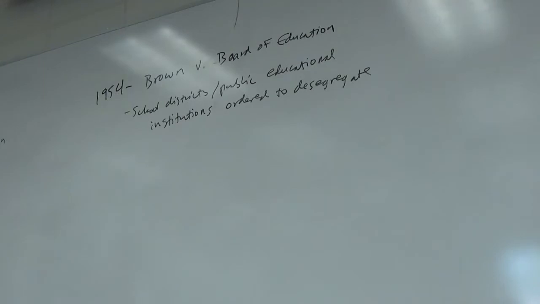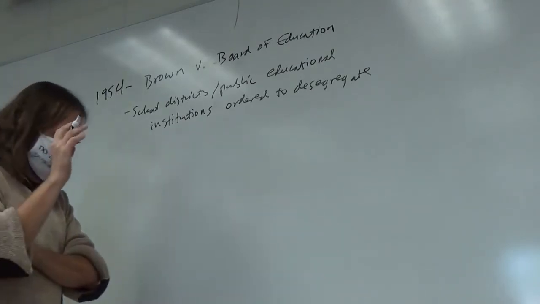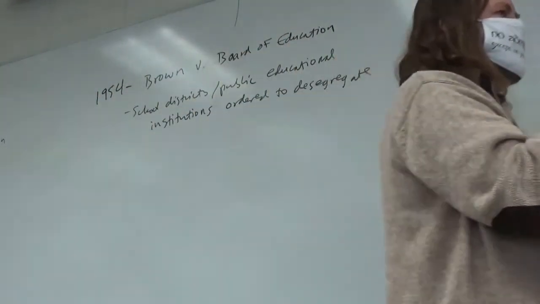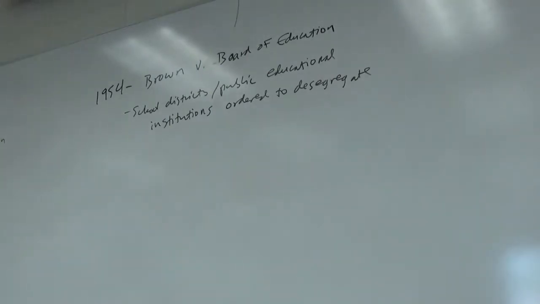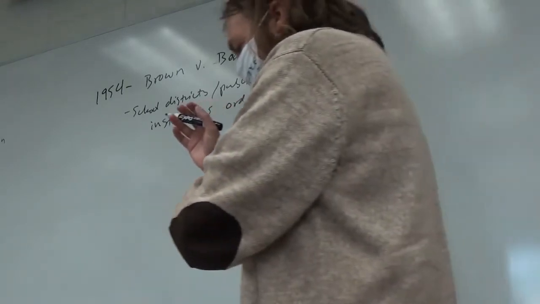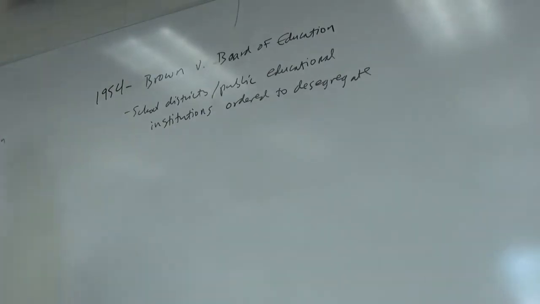And this decision is where a lot of historians mark the beginning of the late 20th century American civil rights movement, because in many parts of the country, really in most of the country, where de facto segregation existed, if not legal segregation, people were heavily resistant to integrating school districts, right?